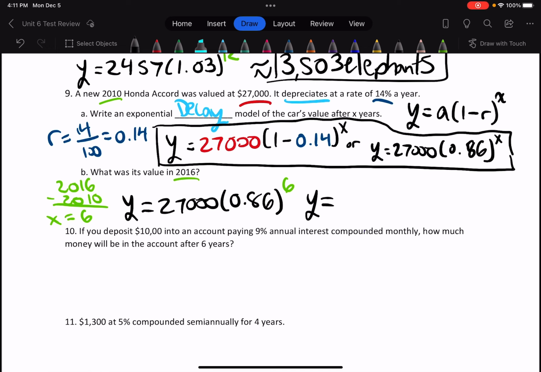This is money, so we need to round to the nearest cent. So I'm going to put this function into my calculator, make sure I'm raising it to the 6th power. And that means that after 6 years, this Honda Accord is worth $10,923.31535, so I'm going to round that to $10,923.32 because the 5 will mean that I'm going to round up at the end.